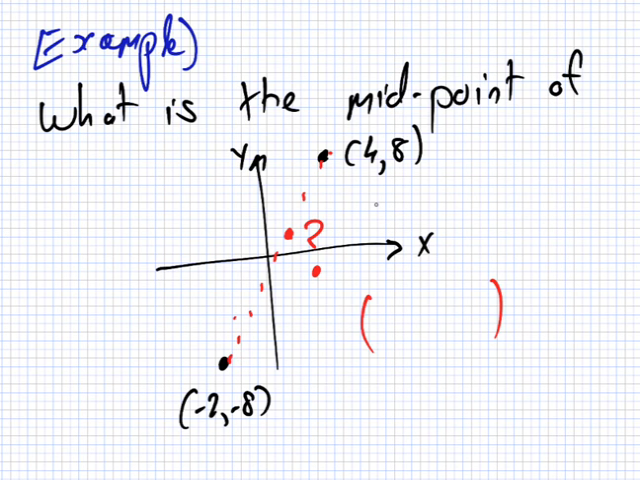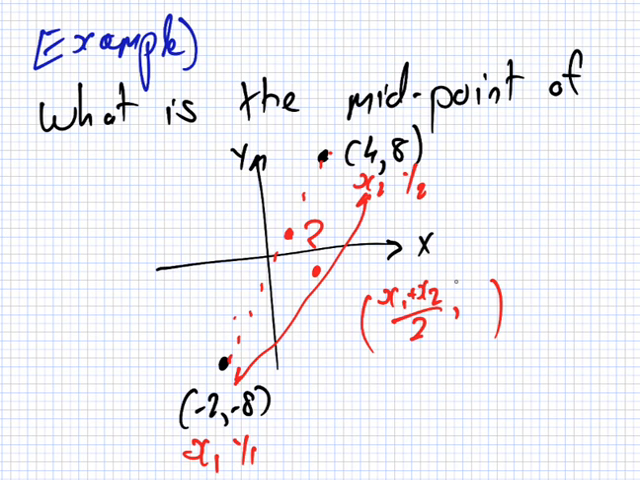I'll help you out. If this is x1, y1, and this is x2, y2, how do I get the middle for the x? x1 plus x2 divided by 2. And then for the y, it's the same: y1 plus y2 divided by 2. This is how you get the middle of a number. So the middle of 4 and -2 would be 4 minus 2 over 2, and the middle of 8 and -8 would be 8 minus 8 over 2.